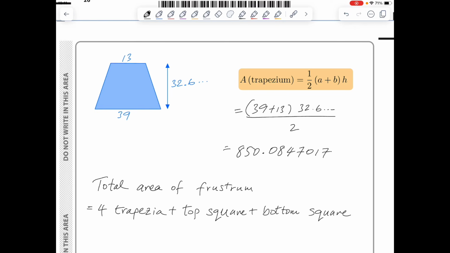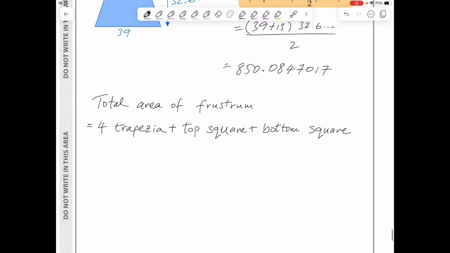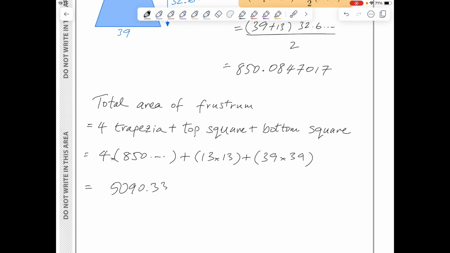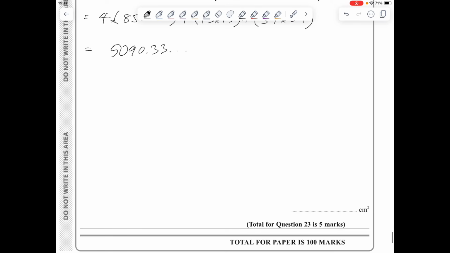So let's plug in the numbers and find my answer. This is equal to 4 times 850 and so on, plus the top square, which is 13 times 13, plus the bottom one, 39 times 39. Put this on the calculator and you will get 5090.33 and so on. And the answer to the nearest whole number, so 5090 is my final answer.